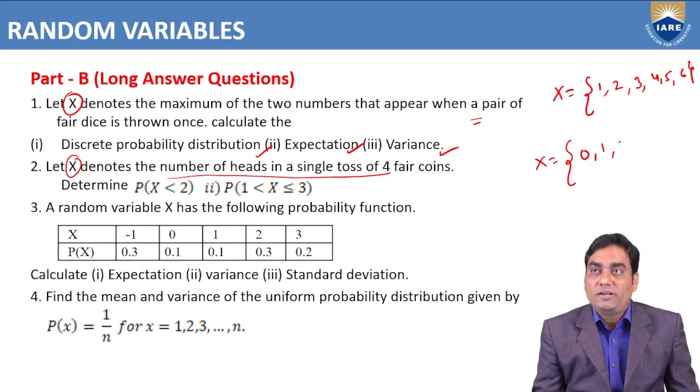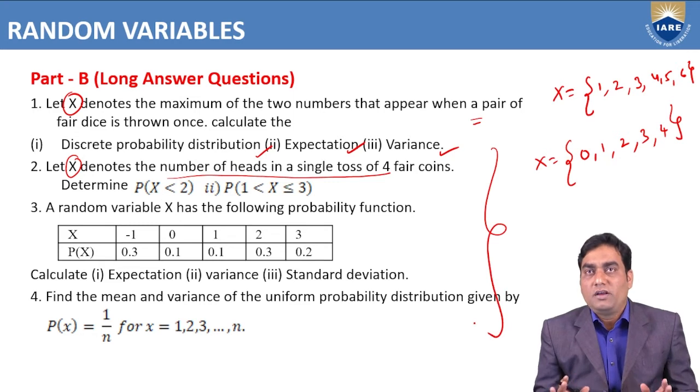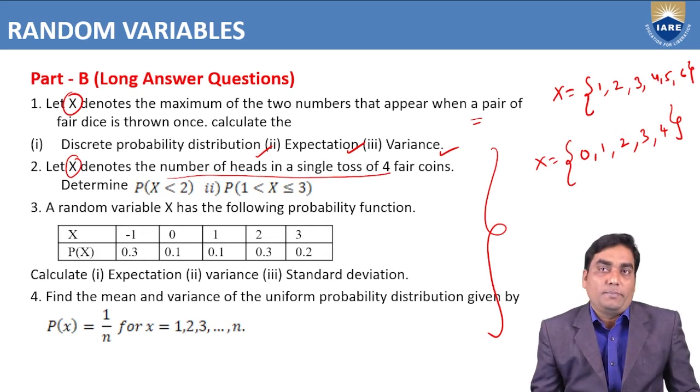That means 1. 2 heads, 2 tails, that means 2. 3 heads, 1 tail, that means 3. 4 heads, 0 tails, that means 4. These are the possibilities. Like that, we can do all the problems on module 1, random variables, if you identify the random variable capital X.